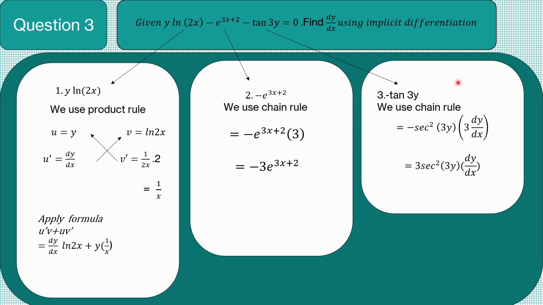Okay, then we're going to differentiate the negative tan 3y into negative sec squared 3y. And we are going to derive the 3y and differentiate it into 3 dy over dx. After that, we simplify it into negative 3 sec squared 3y multiplied by dy over dx.